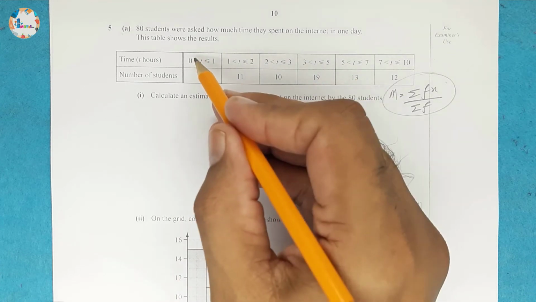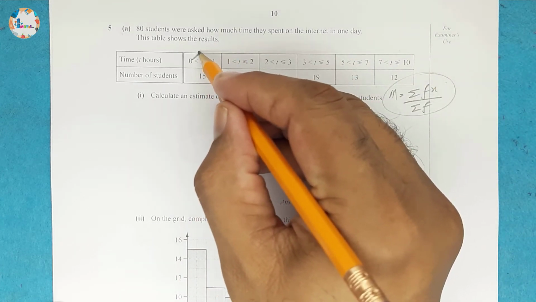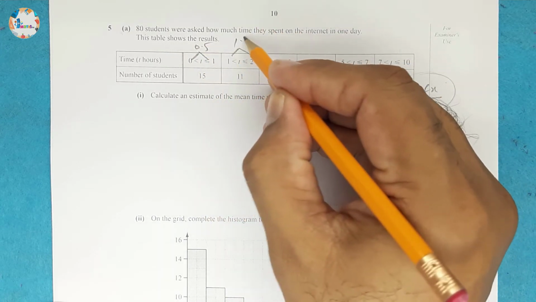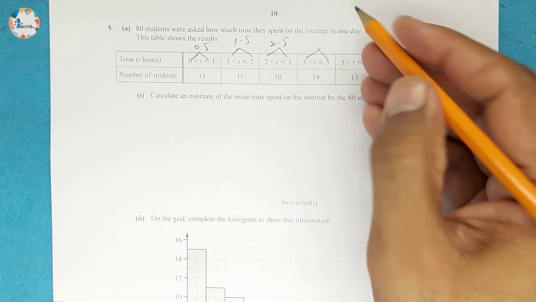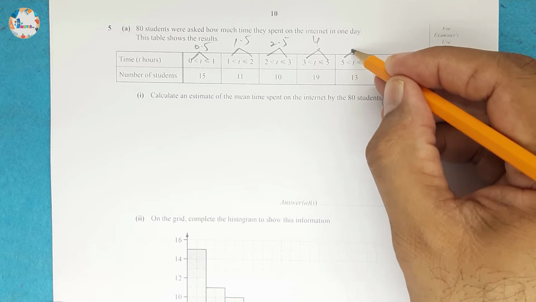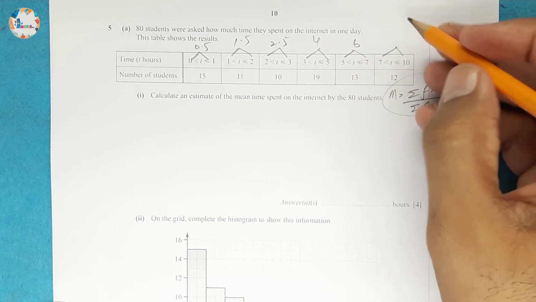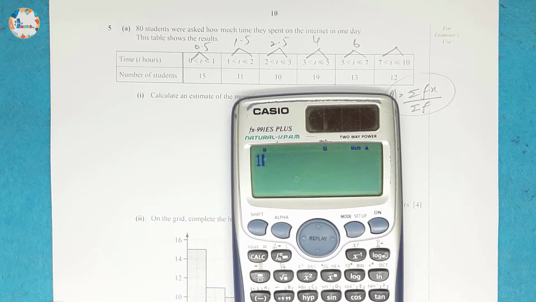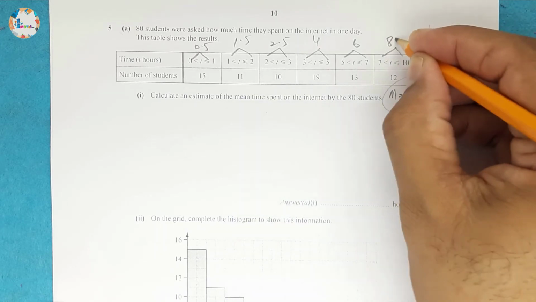So we'll be checking for the mid range. The midpoints will be 0.5, and the middle of the next two will be 1.5. The middle of this will be 2.5. This will be 4 and this will be 6. This one will be 10 plus 7, so 10 plus 7 is 17, divided by 2 is 8.5. So this will be 8.5.